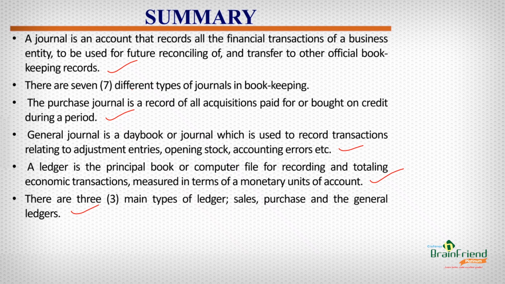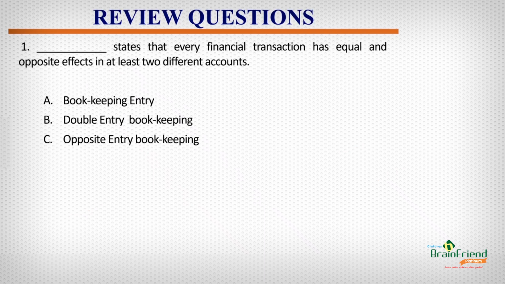Let's attempt 2 questions. Question 1. Dash states that every financial transaction has equal and opposite effects in at least 2 different accounts. Option A, bookkeeping entry. Option B, double entry bookkeeping. Or option C, opposite entry bookkeeping. The right answer to question number 1 is option B, double entry bookkeeping.